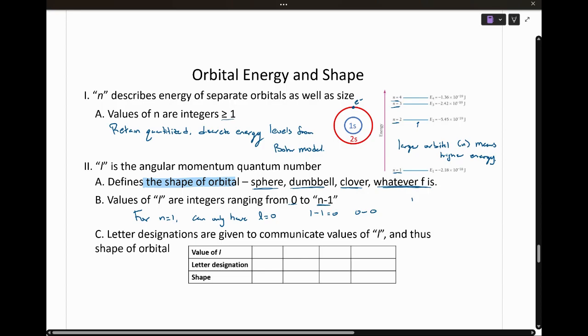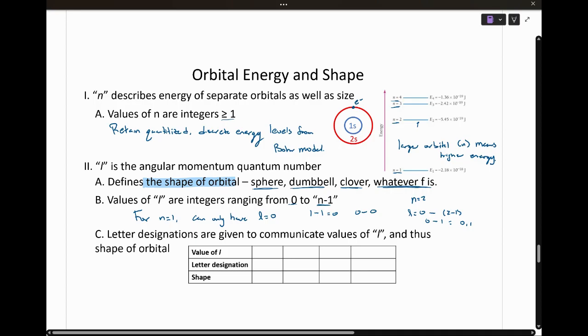If you have an n equal to 2, you can have an L value that goes from 0 to n minus 1, which is 2 minus 1, so that's 0 to 1. And that means, these are going to be integer values as well, so that's 0 and 1. Okay?